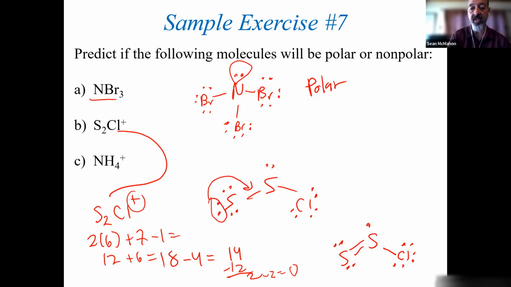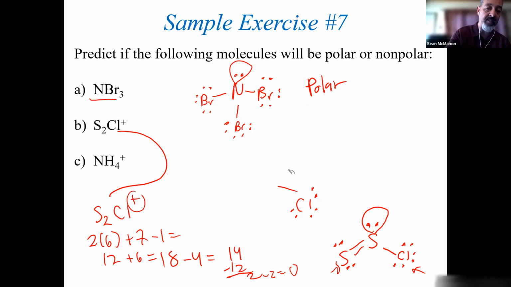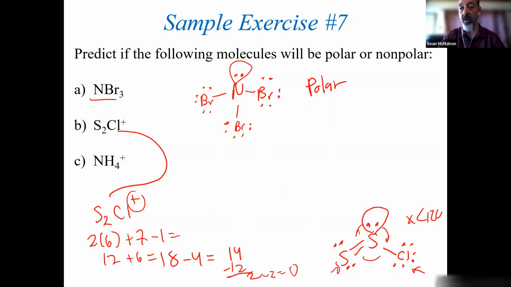Now, why am I drawing this with an angle? The electron group geometry: how many electron groups? 1, the lone pair, 2, the sulfur, 3. So the electron group geometry is trigonal planar. However, the molecular geometry is bent. Why is it bent? Because of the lone pair on the central atom. The bond angle is less than 120 because when there are three groups, it's 120, but this is squeezing the angle to less than 120. Is this polar or nonpolar?